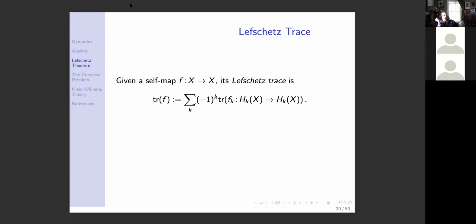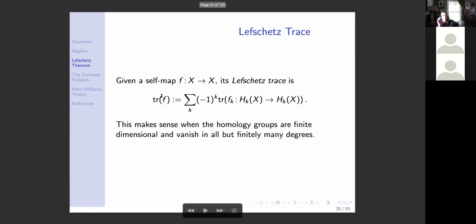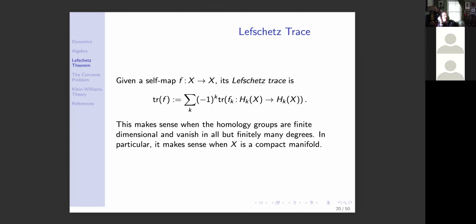So anyway, we could take the trace in each degree and take the alternating sum. We're assuming here that the homology groups of X are finite dimensional and vanish in all but finitely many degrees. In particular, if X is a manifold, this expression makes sense. It's finite. It's a sum of traces, so you're going to get an integer, in fact. And in particular, it makes sense when X is a compact manifold. And so you can form this trace construction. And this is called the Lefschetz trace.